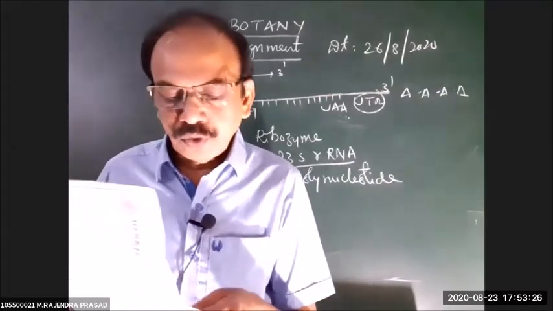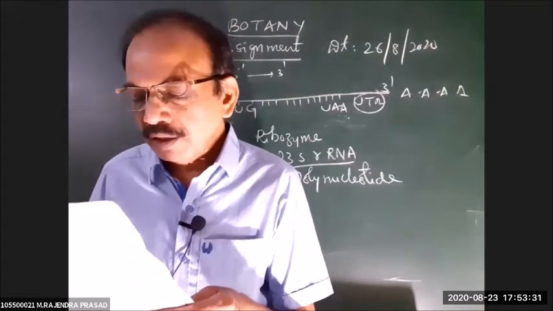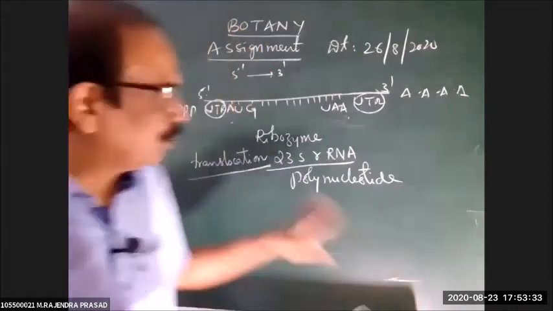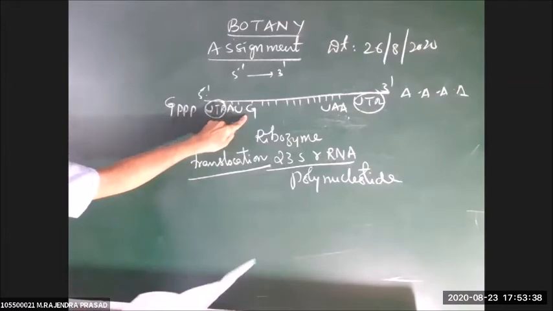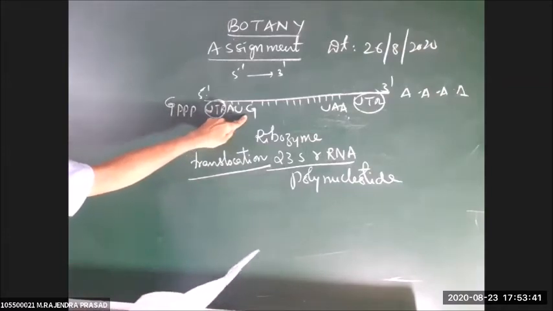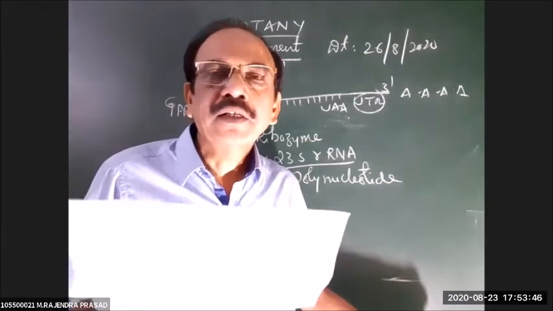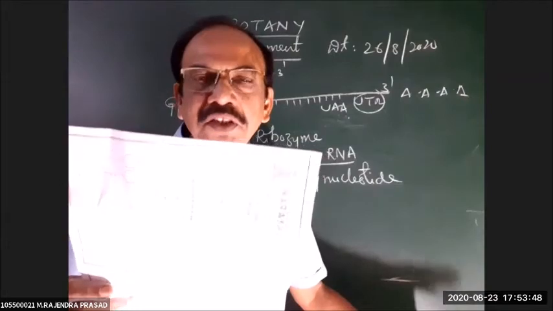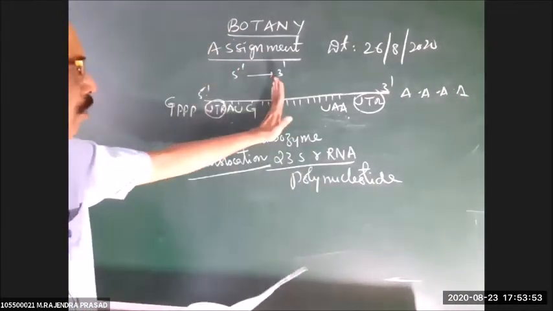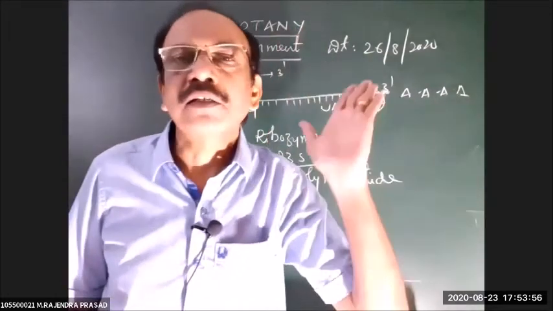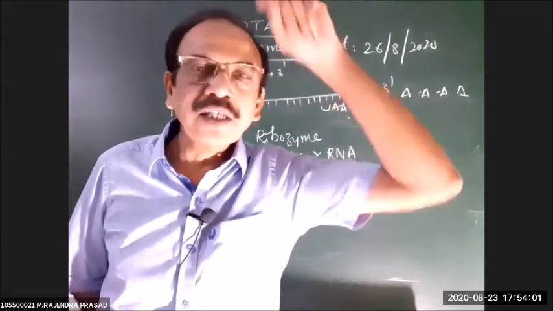And then coming to question number 7. The first amino acid in any polypeptide chain: protein synthesis begins with AUG. AUG codes for methionine in eukaryotes, whereas in prokaryotes a formyl group is attached to the methionine, so formyl methionine. In prokaryotes, the first amino acid in the protein molecule is formyl methionine. But in eukaryotes, it is methionine.